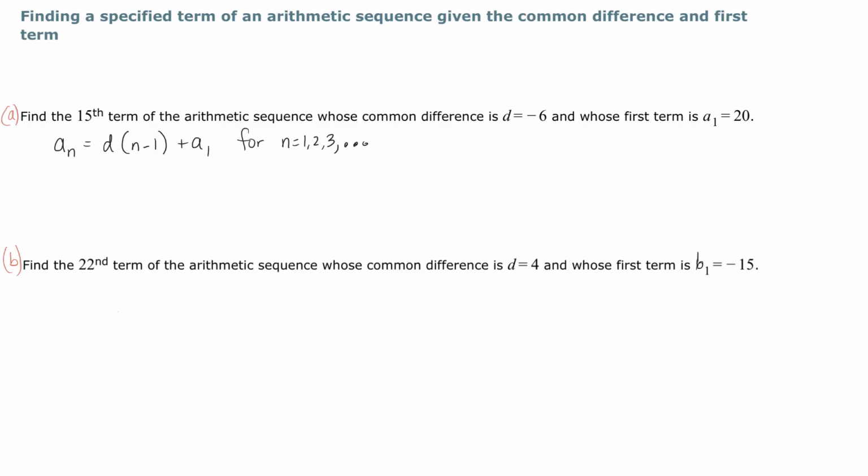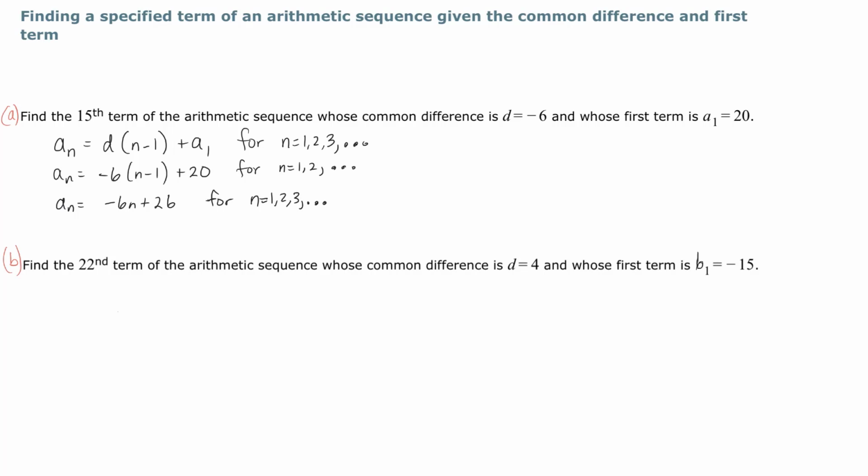And then we simply find this formula now. A sub n is equal to negative 6 times n minus 1 plus 20. And once again, for the domain, let's simplify this. A sub n is now equal to negative 6n plus 6 plus 20, so plus 26. Once again, for the domain, make sure you write the domain.